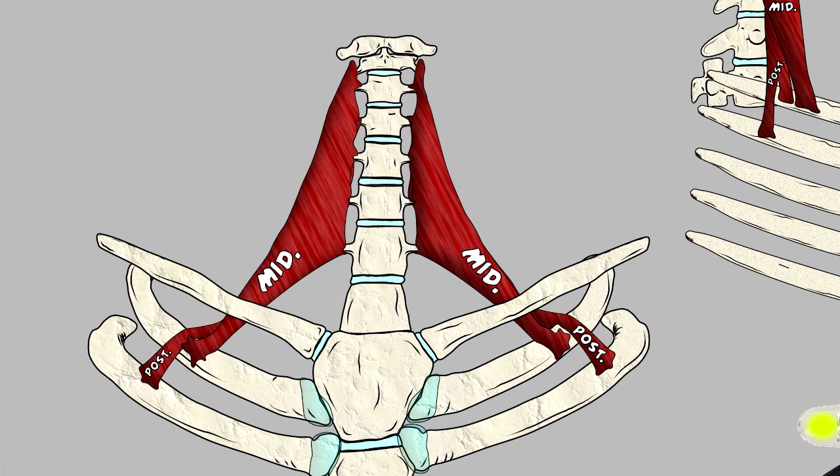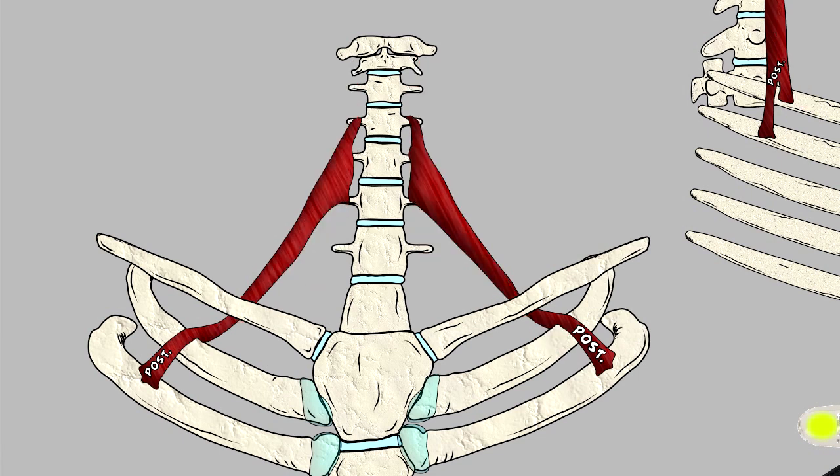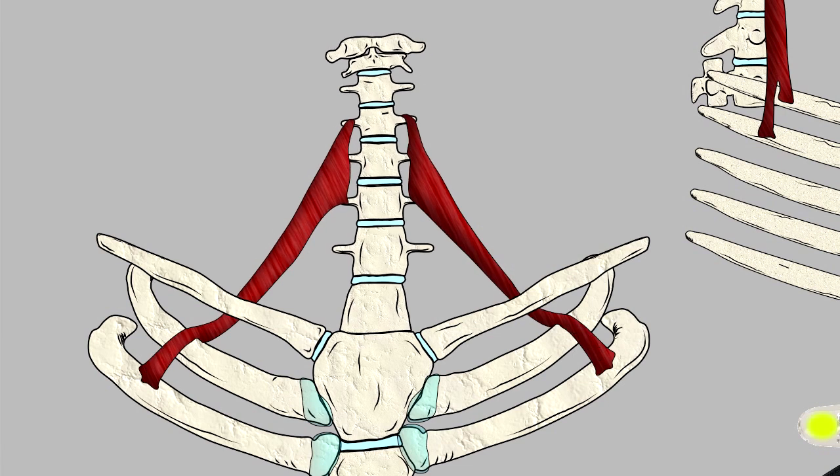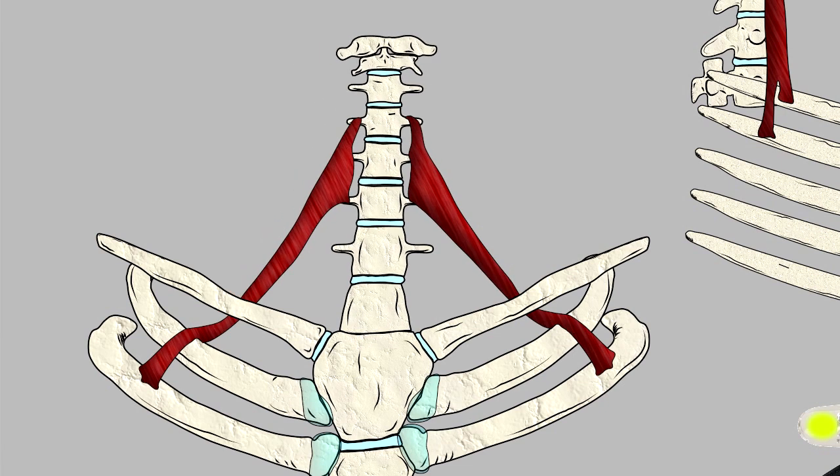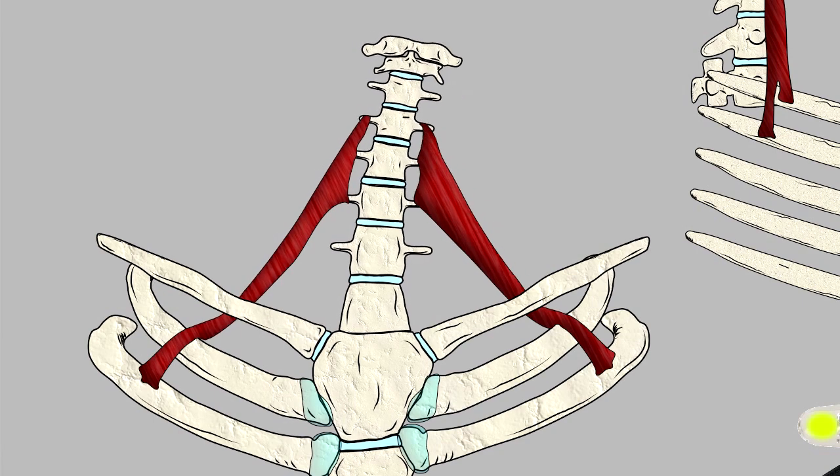So speaking of the middle scalene's partner in crime, we just saw that the posterior scalene's first action is lateral flexion of the neck to the same side. So what do I mean by lateral flexion of the neck to the same side? Well, if the left muscles contract, the neck goes left. If the right muscles contract, the neck goes right.